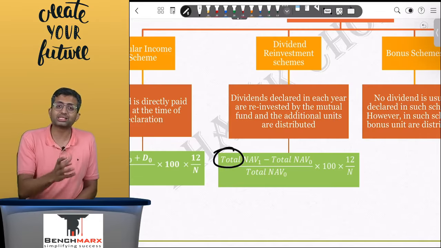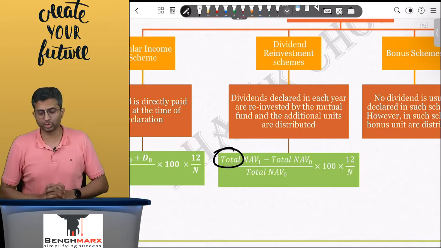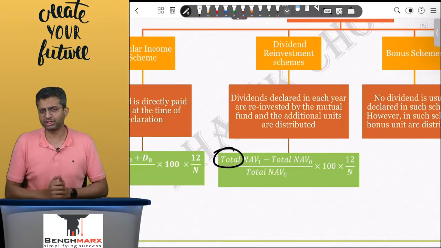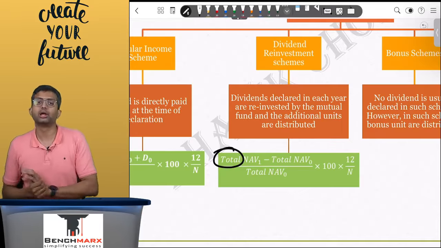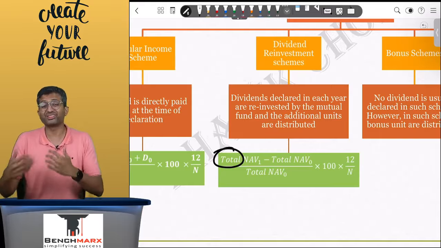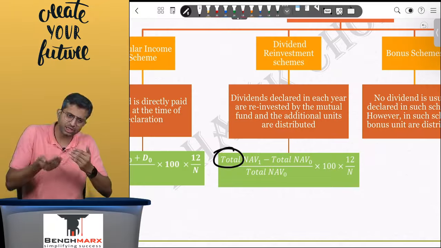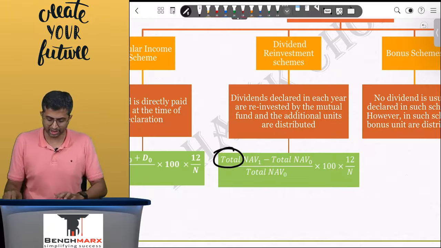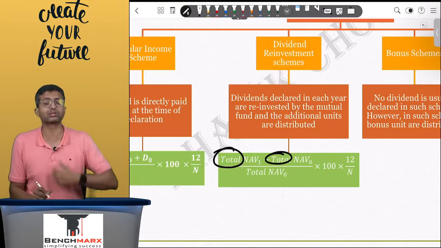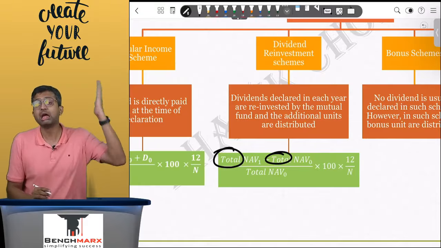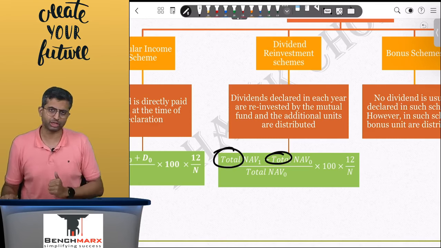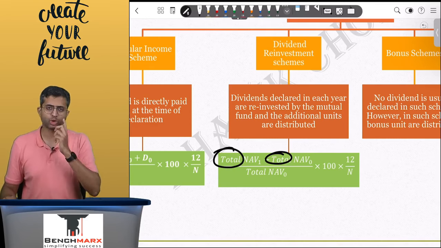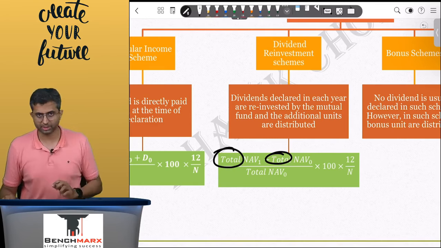So your return is calculated on the total number of units into the NAV at the end minus the total units into the NAV at the start. You will not separately add any dividend because the dividend is in form of units and it has already been added into this total calculation. Whenever there is a bonus plan or a dividend reinvestment plan, your return has to be calculated on a total basis and not on a percentage or per unit basis.